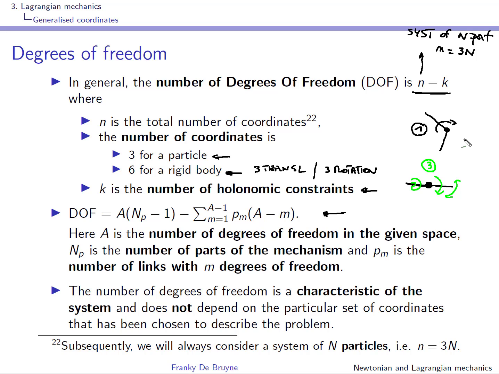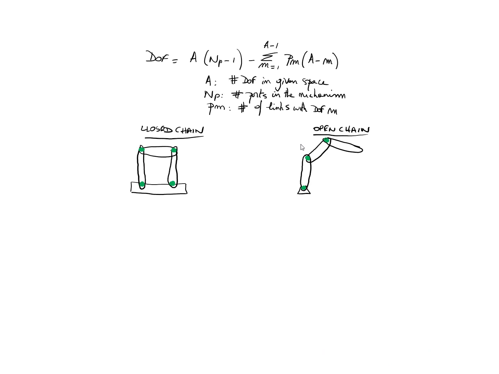What we can say is that the number of degrees of freedom is a characteristic of the system. It does not depend on a particular choice of set of coordinates that you have made. So here's the formula to determine the number of degrees of freedom, and remember that A is the number of degrees of freedom in the given space, NP is the number of parts in the mechanism, and PM is the number of links with degree of freedom m.